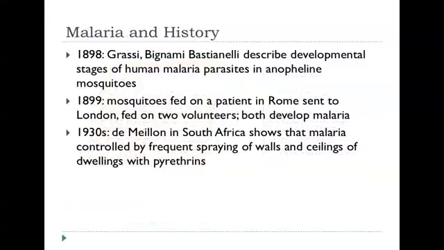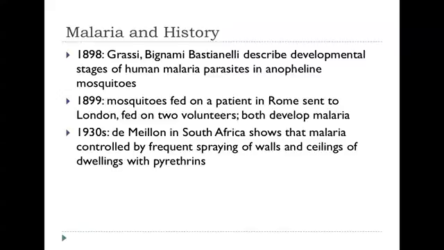Anyway, if you listen to the Italians, they'll tell you that Ross was a bit player, and it was these three Italians here, Grassi, Bignami, and Bastianelli, who were the ones that first showed that malaria was transmitted by mosquitoes. They were the first ones to show, beyond doubt, that human malaria went through this life cycle in Anopheles mosquitoes. So they obviously do share credit with Ross.